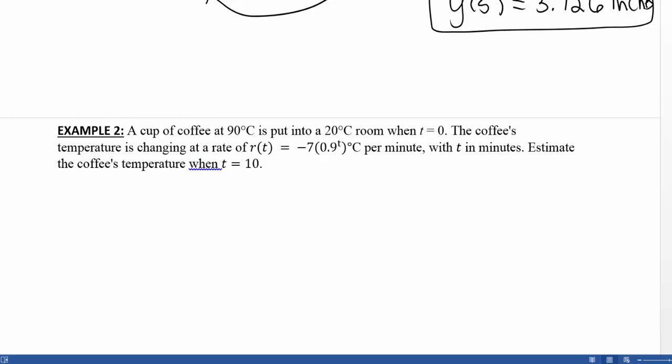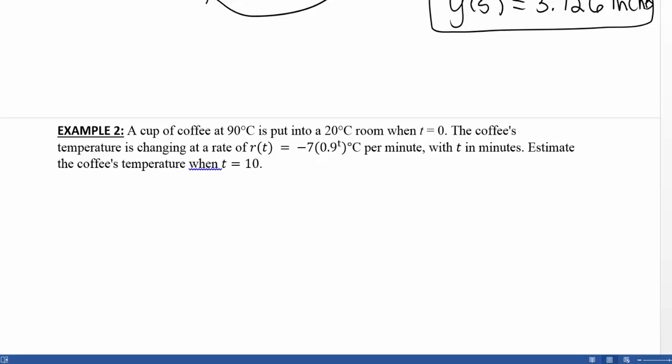The coffee's temperature is changing at a rate of R of t equals -7 to the 0.9 t degrees Celsius per minute, with t in minutes. Estimate the coffee's temperature when t equals 10. So t equals 10 is going to be 10 minutes after the coffee has been placed in the room.